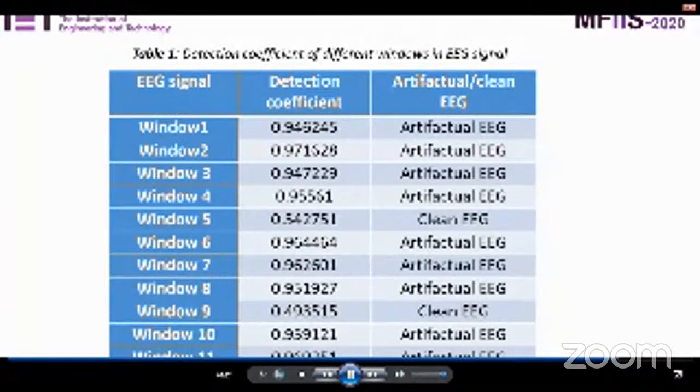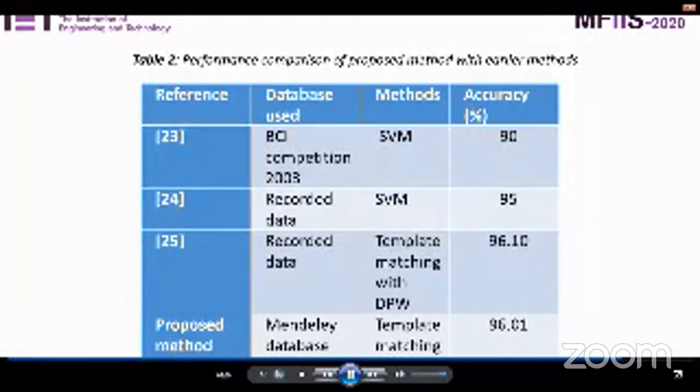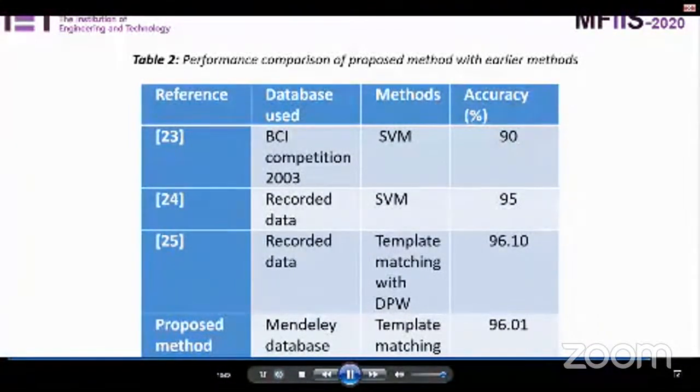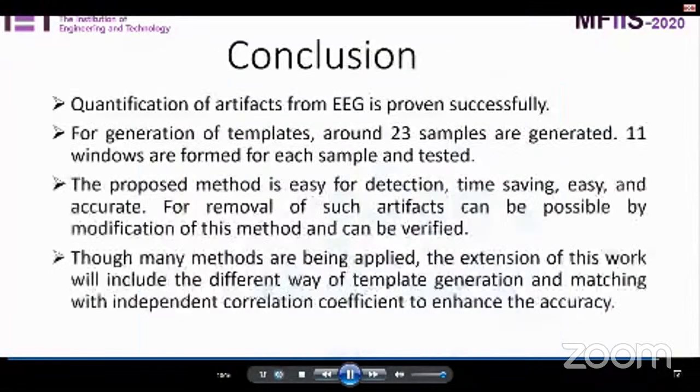For the comparison, in reference number 23, they have taken the data from the BCI competition 2003 and applied the SVM method. They got 90% accuracy. In reference number 24, they also used SVM and got 95% accuracy, and in reference 25 they used template matching with the DPW algorithm. They got 96.10 accuracy, and in the proposed method we applied the template matching algorithm and got 96.1 accuracy.